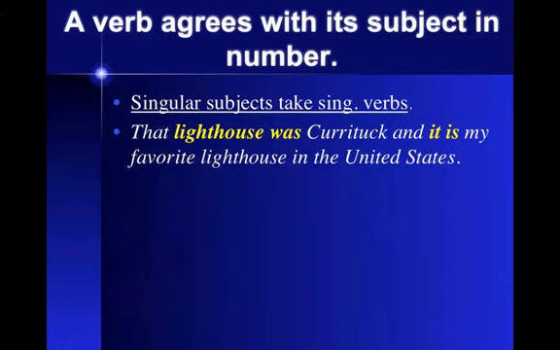That lighthouse was Currituck, and it is my favorite lighthouse in the United States. Can we all spot the error you might remember from clauses? Might be a little error in punctuation. All right, while you're thinking about that one, subject lighthouse, singular, takes singular past tense was. Subject it, singular, takes present singular is. You don't need to know that present singular stuff. You just need to know singular and plural.